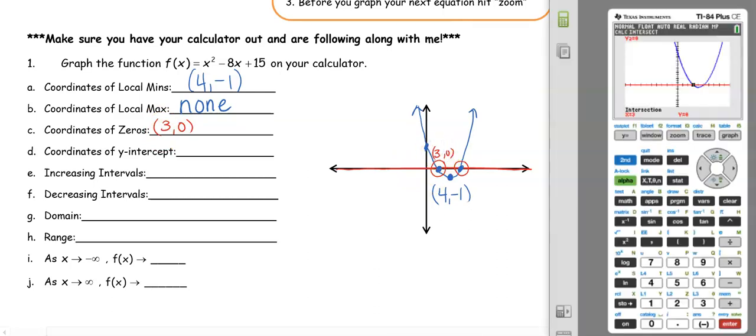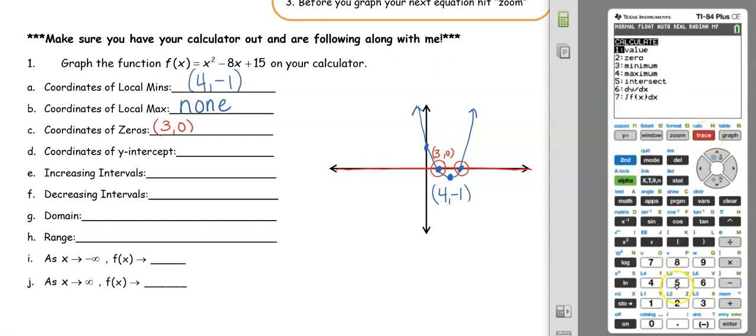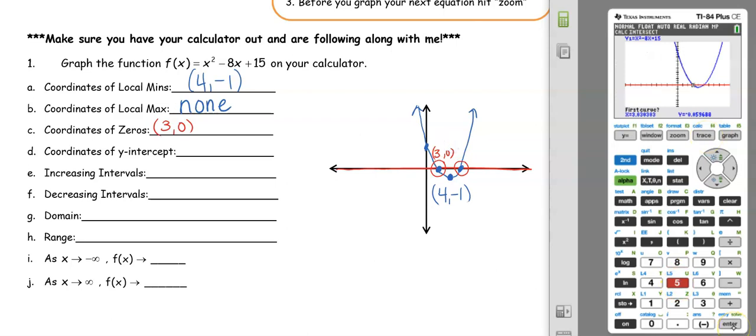And now we need to do that whole thing a second time. So second trace, number 5 for intersection, first curve. Again, at the top left, you can see which equation you're on. You're on y1, the parabola, in blue. Second curve, it bounced down to y2 in red, but you have to scroll this time.